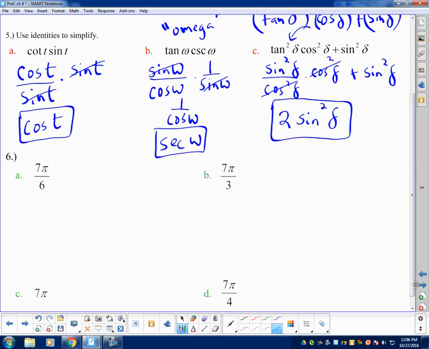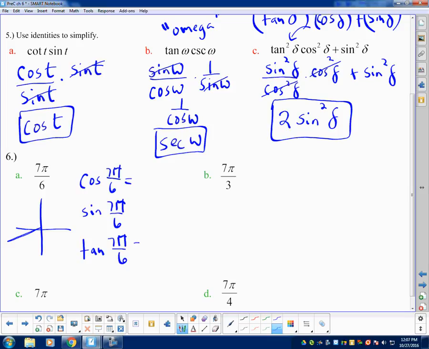All right, so number 6 is asking you to do actually what I asked you to do on that worksheet. Let's just see if we can go through these here. 7 pi over 6. I like to just quickly draw my little picture there to put me in the right quadrant. From that picture, can you tell me what cosine is of 7 pi over 6? Sine of 7 pi over 6? And tangent of 7 pi over 6?